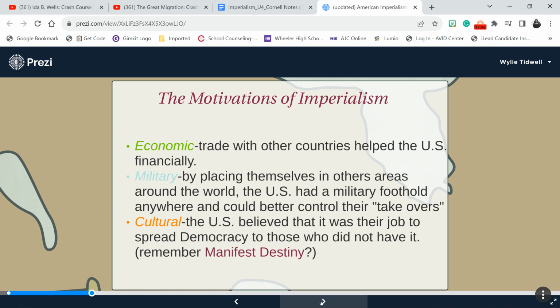The last one is going to be cultural. We believe that it is our job to spread democracy, for example manifest destiny. Is everybody with me? Questions there?